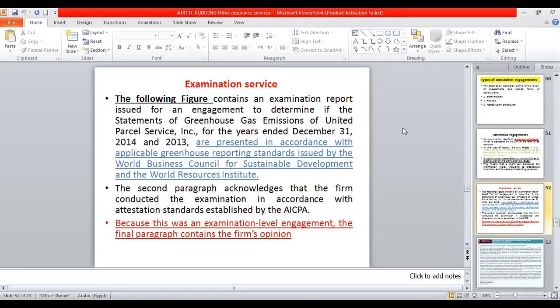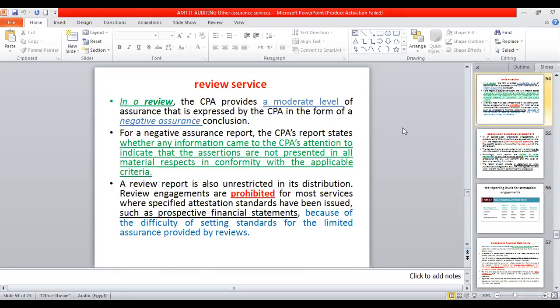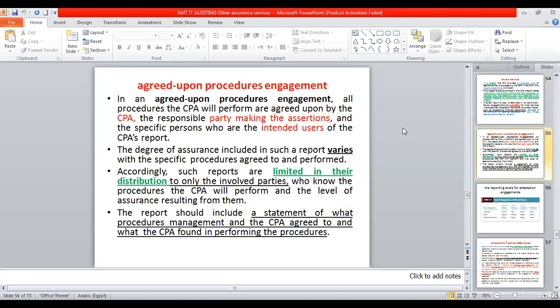Also, I talked about the review. Review will provide moderate or negative assurance. Sometimes review services are prohibited because of the difficulties that face the provider in setting the standards to provide the assurance services. Today I will continue with the attestation engagements.